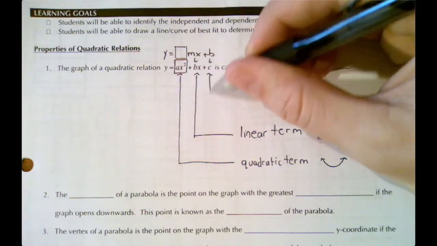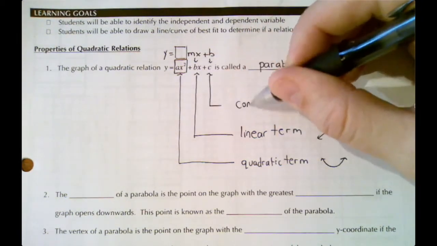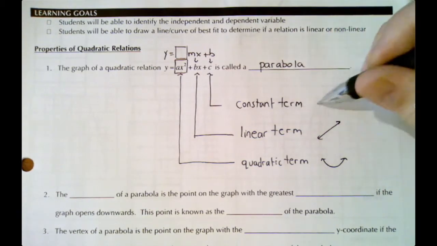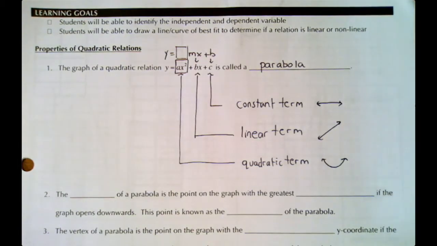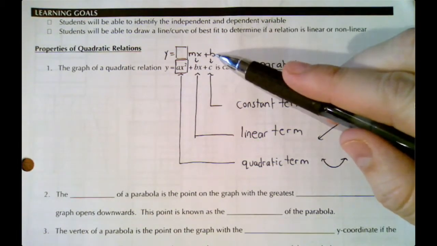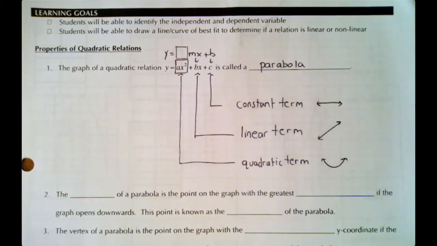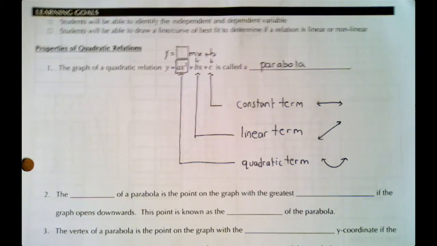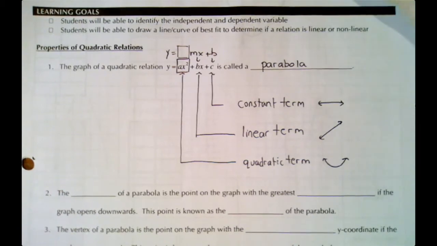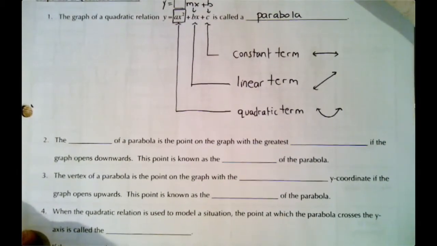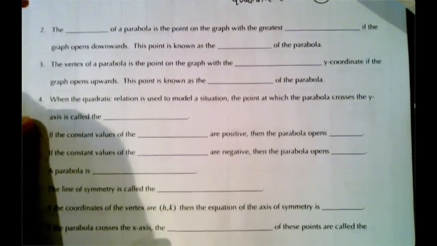And the last term, c, is the constant term. Constant means we're not going up or down, we're just remaining the same. If you remember the equation of a line, that b was the y-intercept. In fact, this c is also the y-intercept of our parabola. So there's a similarity there. I want to give you some terminology about parabolas, and then we're going to put them on a graph so you can see what it looks like. I'm going to scroll down here.